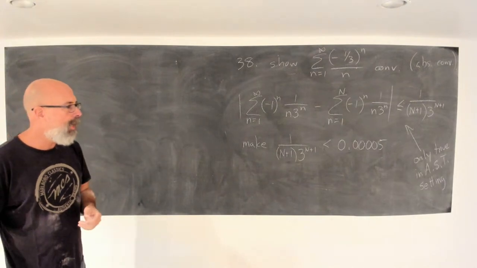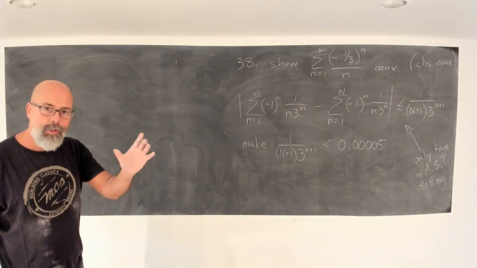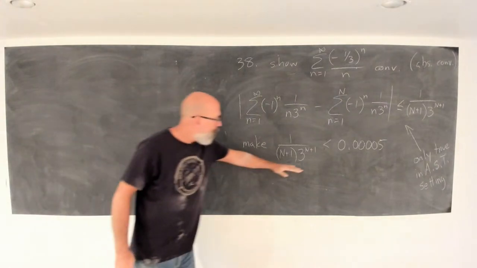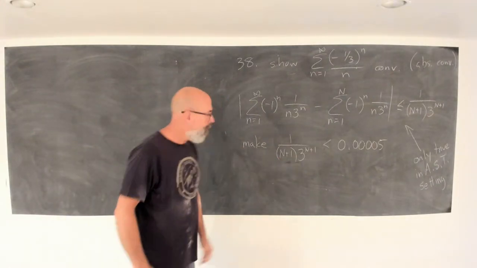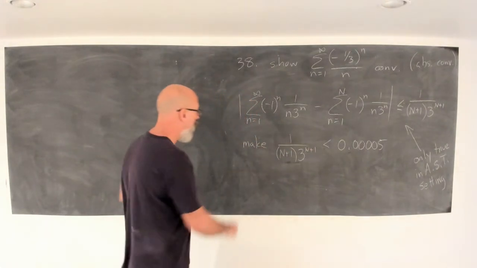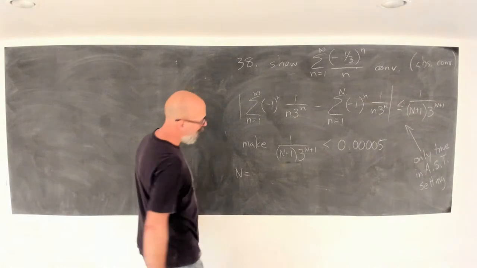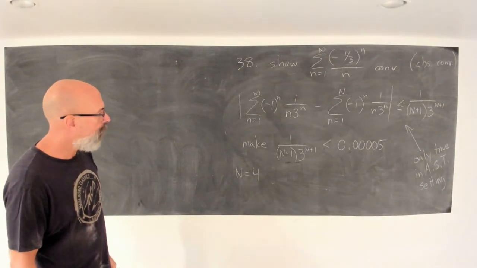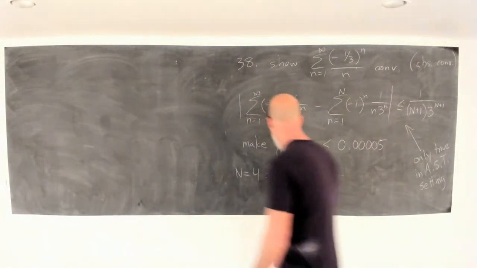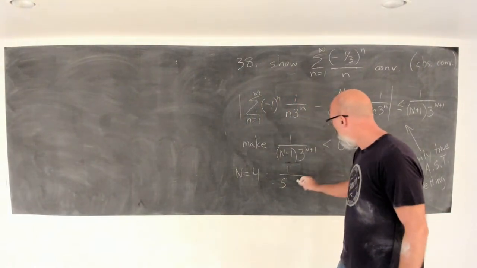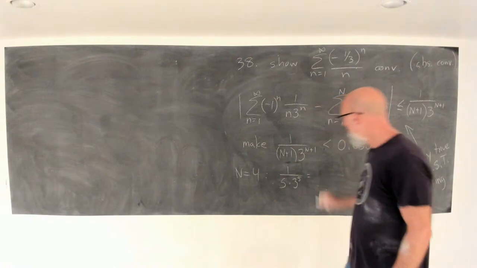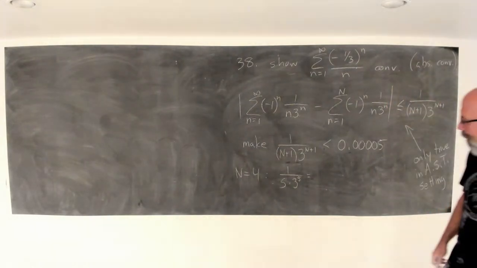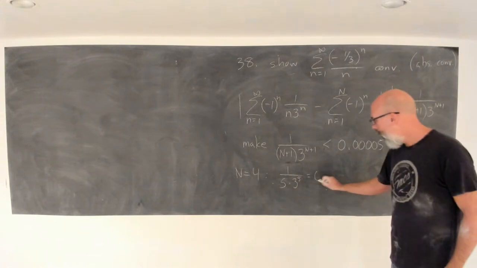Right? So solve for n, trial and error. As soon as you find one that works, you know all the ones after that work as well, because this is a decreasing function. So all you need to do is find one that works, the smallest one. So if n is 4, what happens if n is 4? 1 over 5 times 3 to the 5 is what? Anybody with a calculator? Wolfram Alpha.